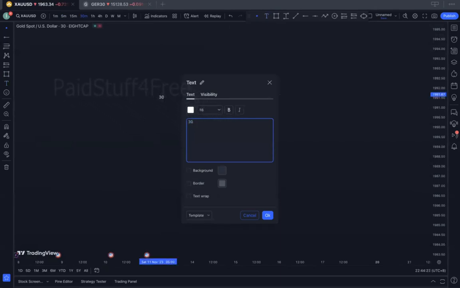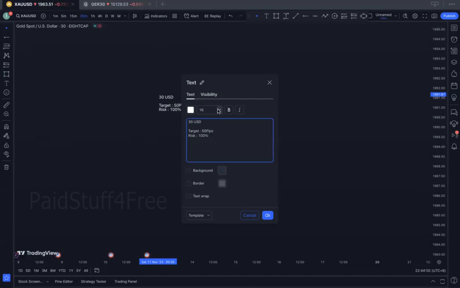Of course. Okay, $30. It's just simple math actually. So for the first $30, your target is going to be 50 pips. This is your first target, 50 pips. And then your risk is going to be 100%.